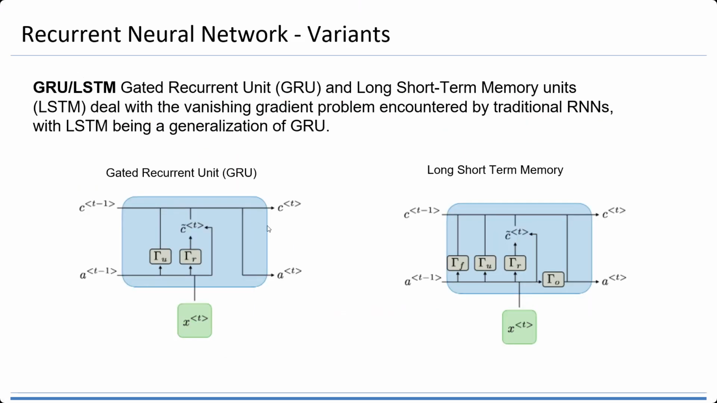So if you look at this architecture, in the gated recurrent unit, they have only two gates, which are the update and the relevance gate. For the LSTM, they have the forget gate, update, relevance, and the output gate. So that's the difference between the GRU and the LSTM, and this is the updated version of the RNN. The RNN is only using a function, but when you use the GRU and LSTM, you have the gate mechanism.